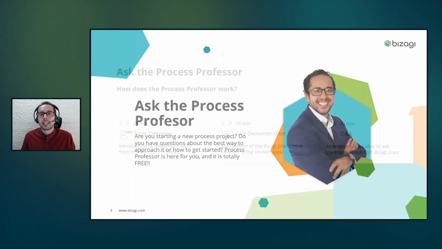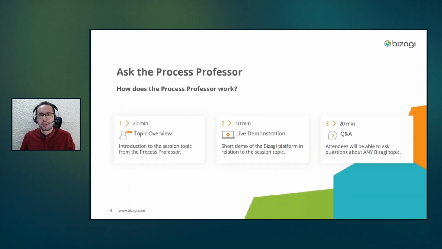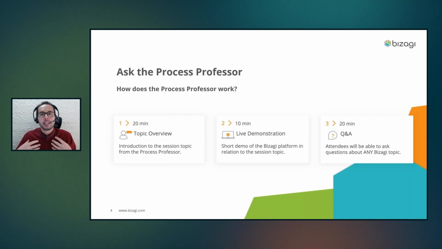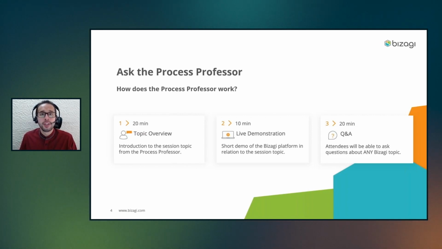In every single session of Bizagi's Process Professor, I try to offer the same schema, so I split the session into three main parts. In the first part, I will talk about a topic overview: something interesting, a new trend, new features, or new launches of our product, and how all of that will benefit your company and your organization. What can you take advantage of? I will talk about that in general.